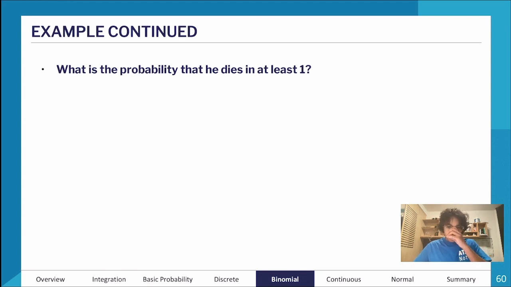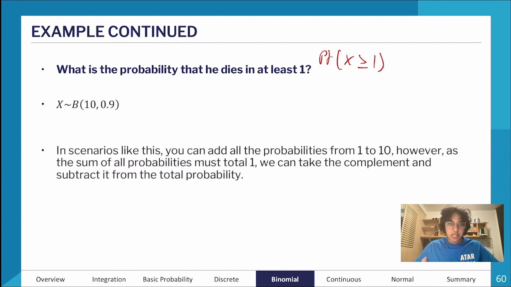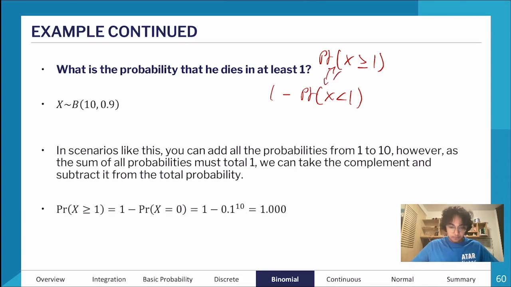What is the probability that he dies in at least 1? So the probability of x is greater than or equal to 1, so at least 1. Again, same thing. So there are 2 ways to do this question. One is to add everything from 1 to 10, right? But since we know all these outcomes, since it's a probability distribution that must sum to 1, we can just do the complement. So I can do the probability of x is less than 1 and do 1 minus that, right? So these are just complements of each other, right? It's a complement.